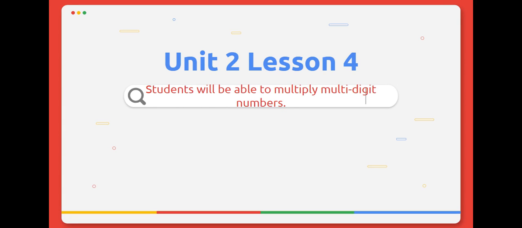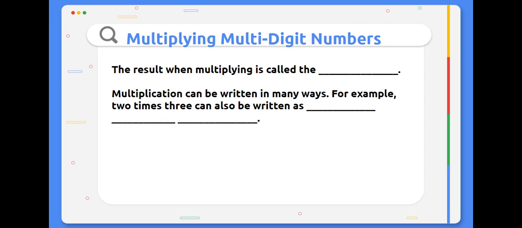Now, I know you know how to do this. You've done this before, but we're going to go over this as a review. The result when multiplying is called the product. So the answer of a multiplication problem is called the product. It can be written in many ways.